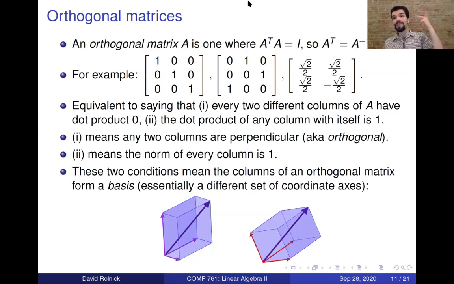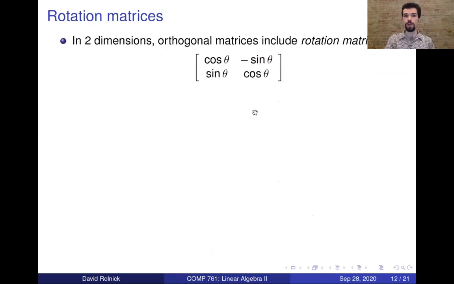The easiest way to think of this is doing some sort of rotation. That's actually not the only thing you can do. You could also do a reflection and other stuff, but the easiest way to think of it is as rotating the space. So here's an example in 2 dimensions. In 2 dimensions, orthogonal matrices include rotation matrices. Rotation matrices look like this.